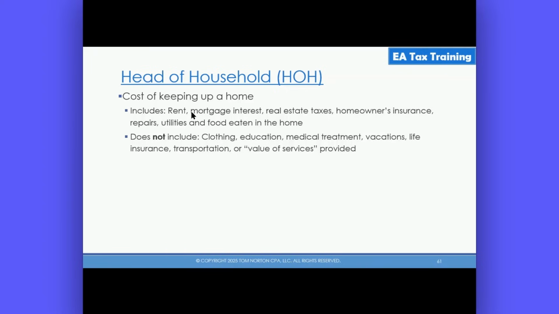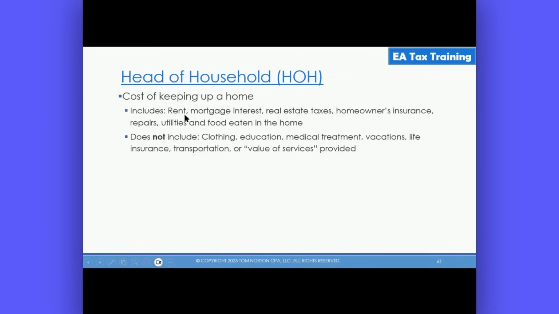It does not include things like clothing, education, medical treatment, vacation, life insurance, transportation, or value of services that were provided. So those things, at least the clothing, education, medical treatment, those things may count as part of support. So when we talk about dependence later, that might count for whether or not you are supporting that person for dependency purposes. But for cost of keeping up a home, those things do not count.